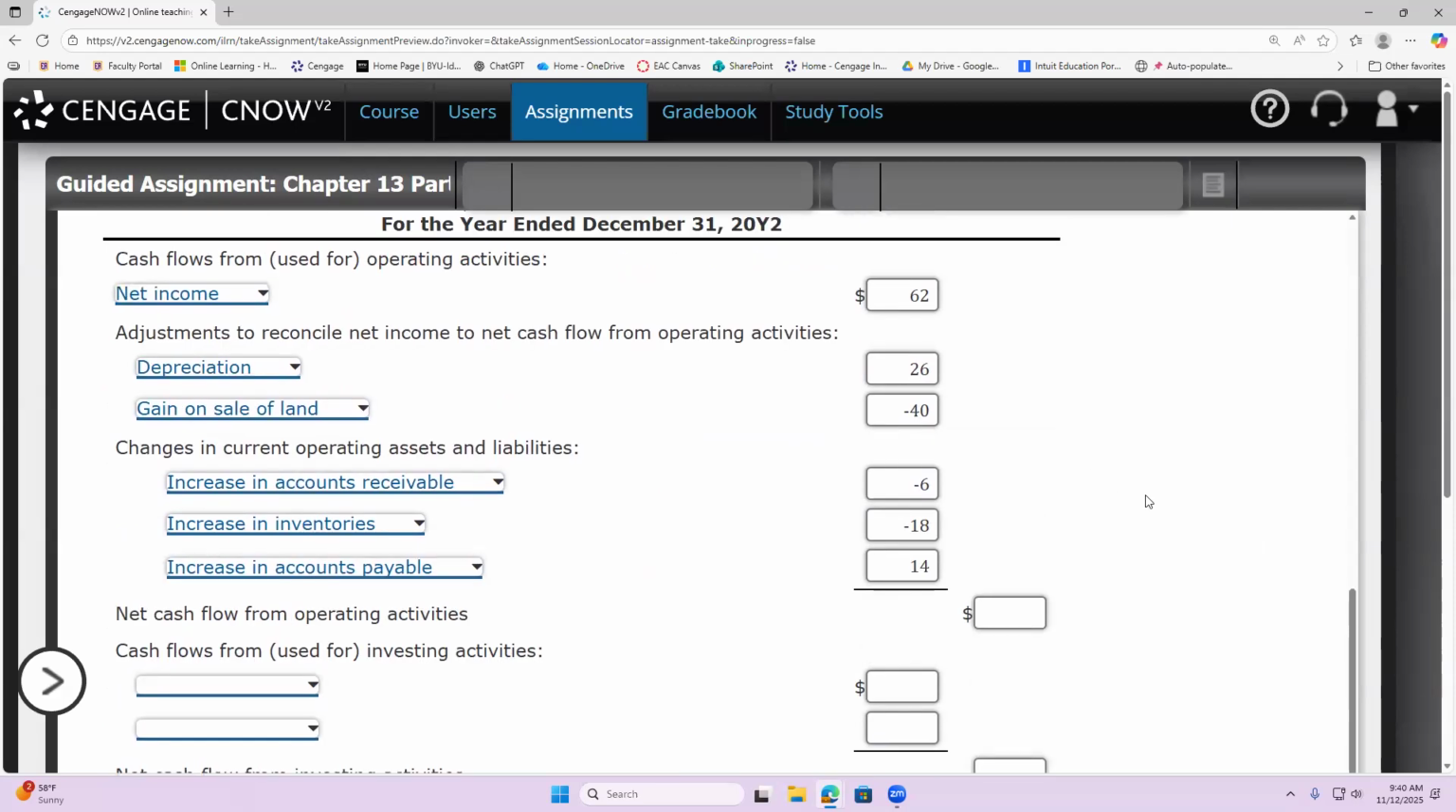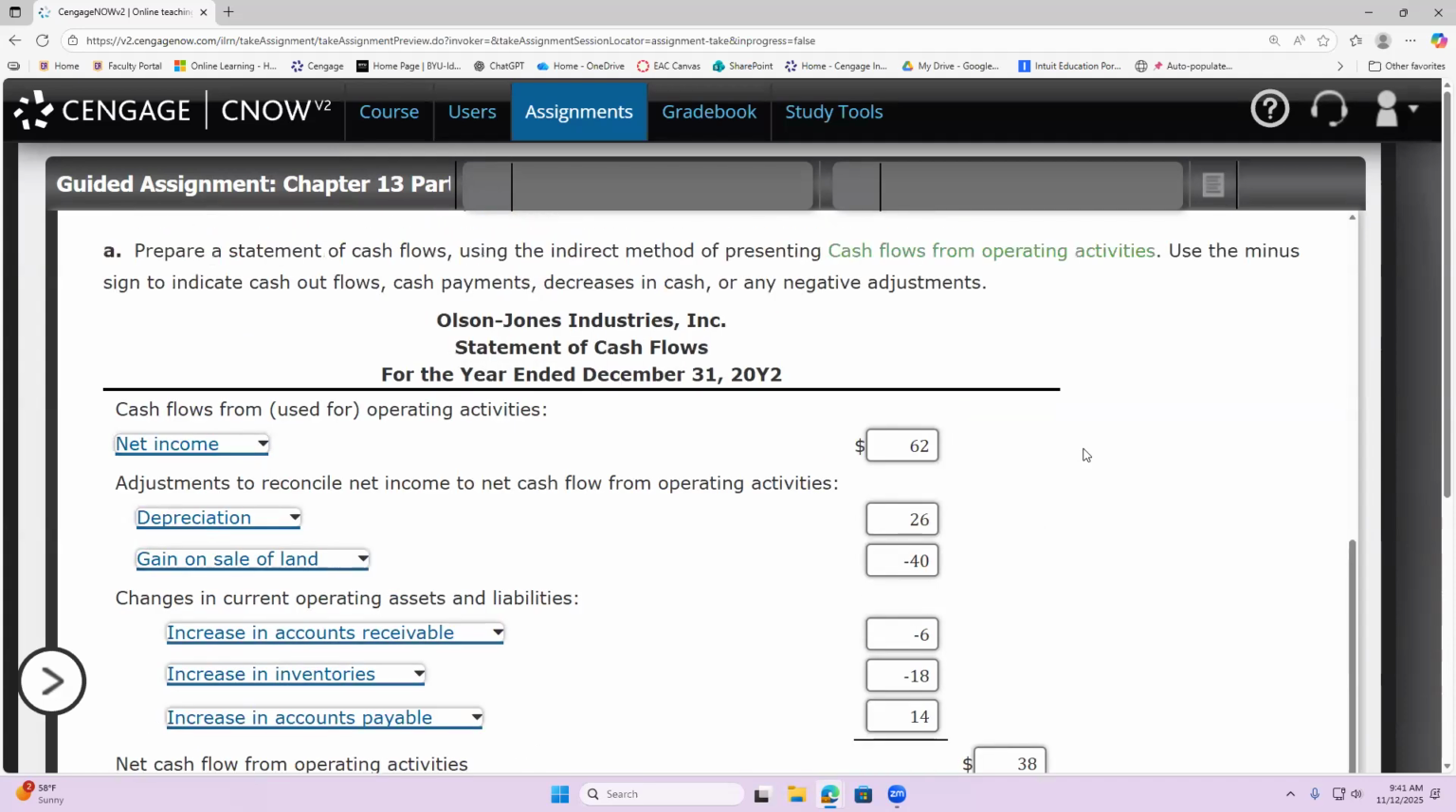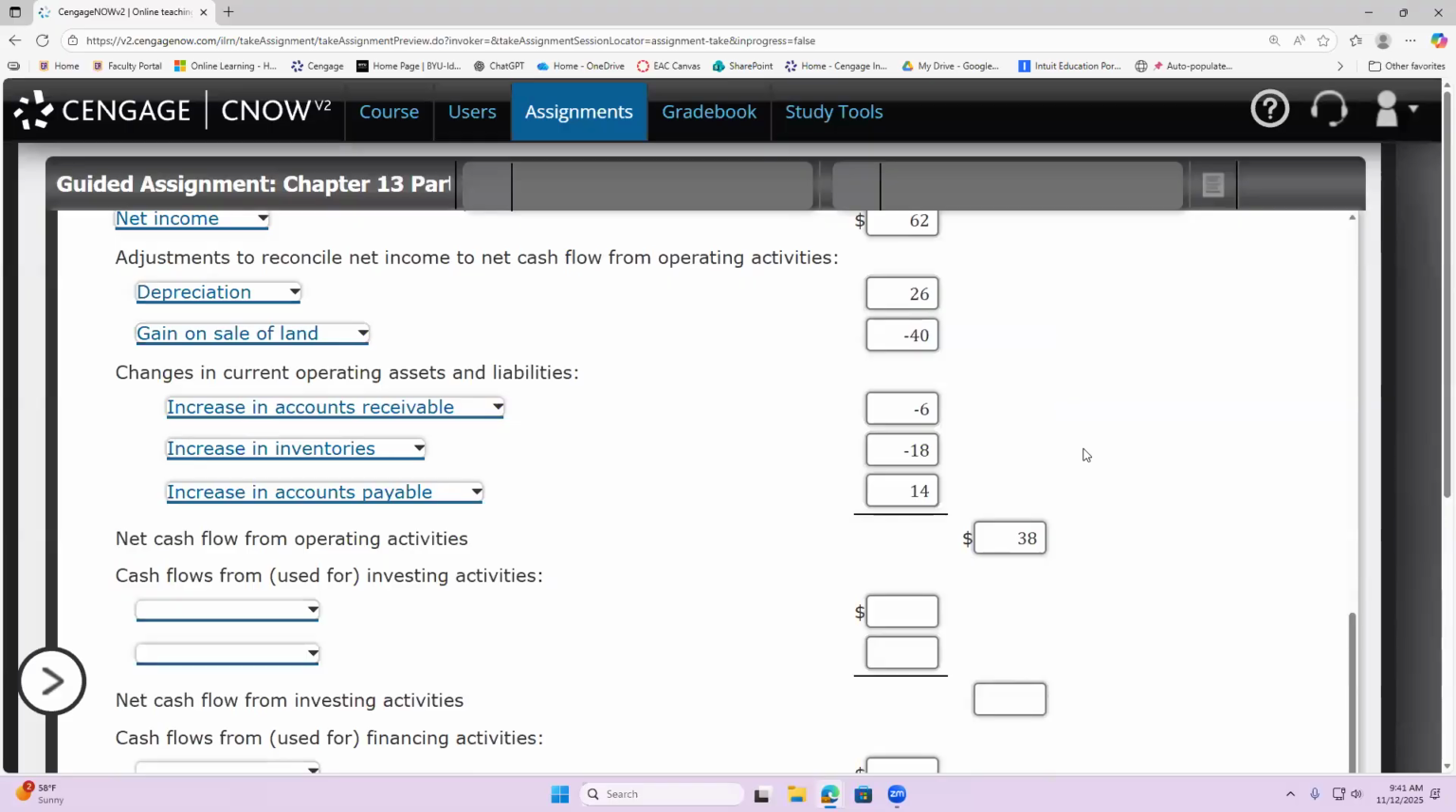All right, there's all our cash flows. So now we'll add them up. 62 plus 26 minus 40 minus 6 minus 18 plus 14. That comes out to 38. So our net cash flow from operating activities is a positive 38. If this is in pure dollars, then we got $38 more in cash from our operating activities. Again, I'm guessing it's thousands or something, but all right.